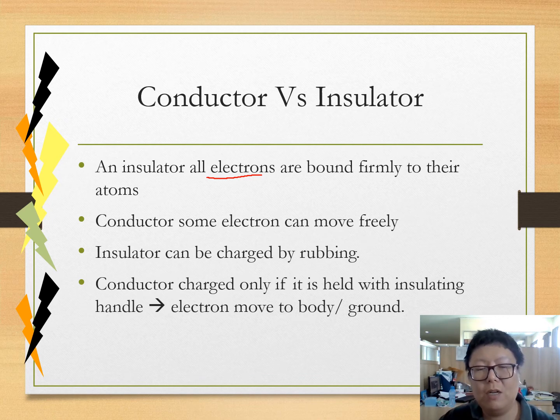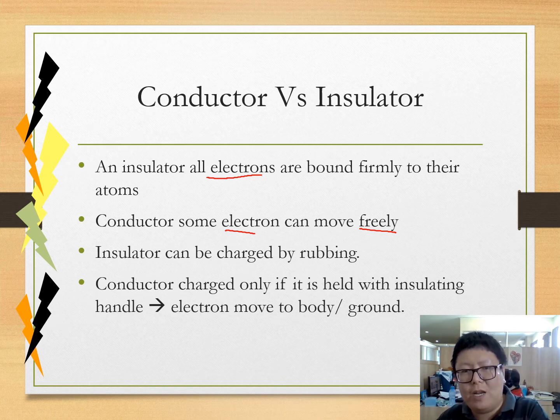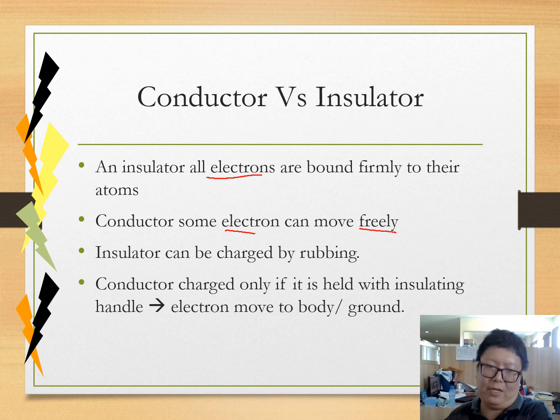Okay, so in a conductor, there are a lot of free electrons, or you can say that the electrons can move freely. So when the electrons can move freely, they can go from one place to another place. So the electrons can bring the electricity from one place to another place.